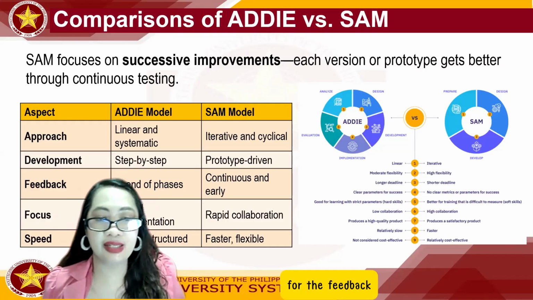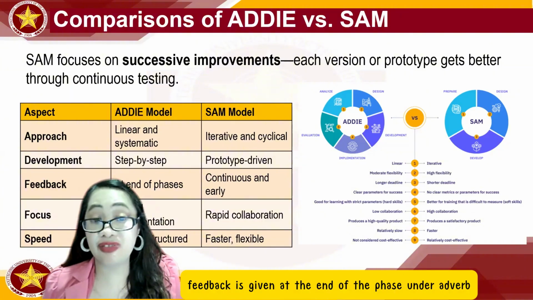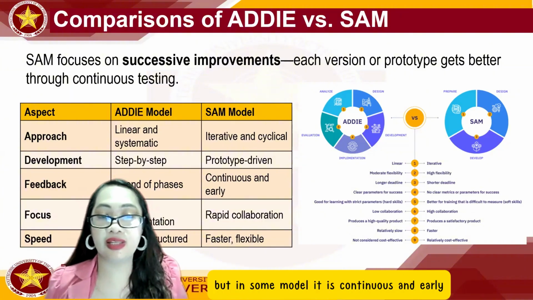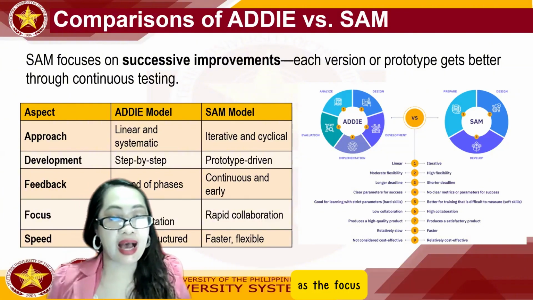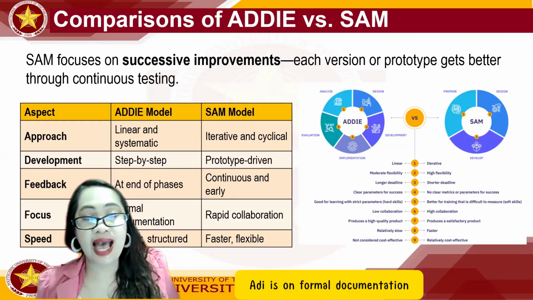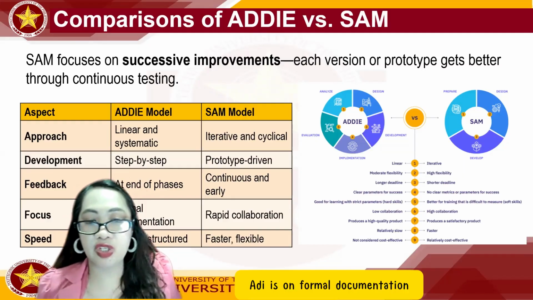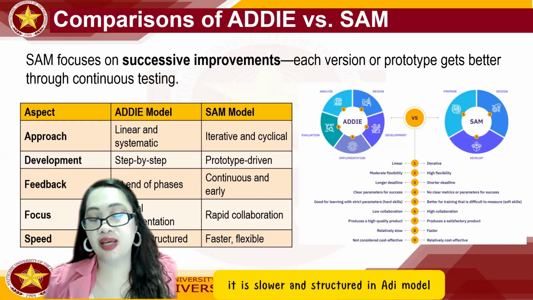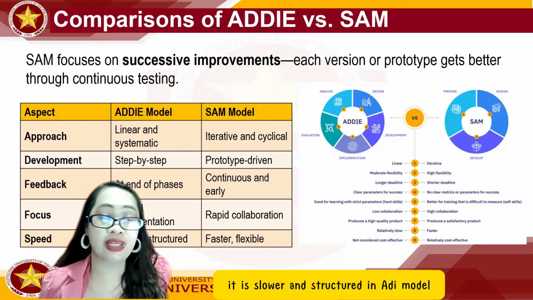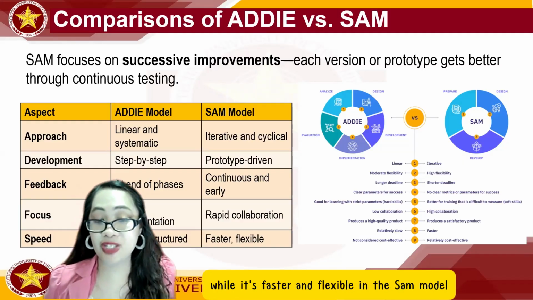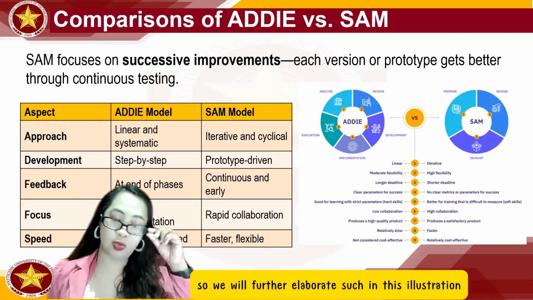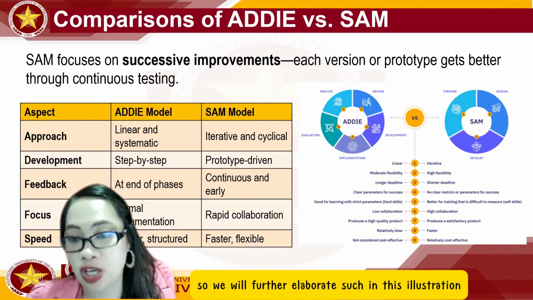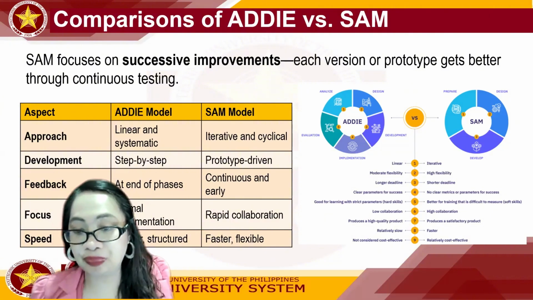For the feedback, it is given at the end of the phase under ADDIE, but in SAM, it is continuous and early. As to focus, ADDIE is on formal documentation, while SAM is on rapid collaboration. And for the speed, it is slower and structured in the ADDIE model, while it's faster and flexible in the SAM model. So we will further elaborate on this in this illustration.